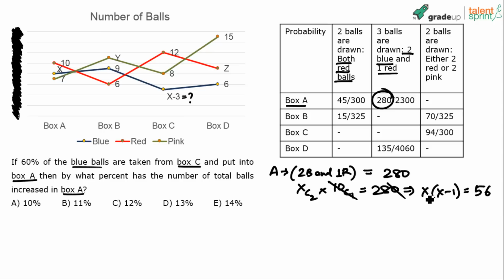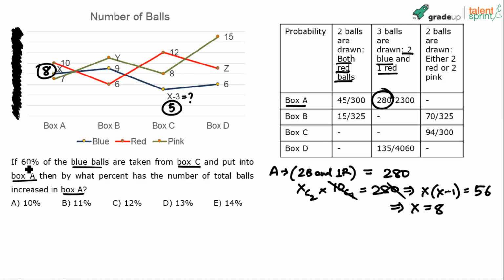So we had discussed, right? Product of two consecutive numbers is 56, implies x is equal to 8. See, 8 into 7 is 56. 8 sevens are 56, right? So x is equal to 8. So basically this is equal to 8 here. And then this is x minus 3, so 5. Now we are done. Now we can answer the question easily.